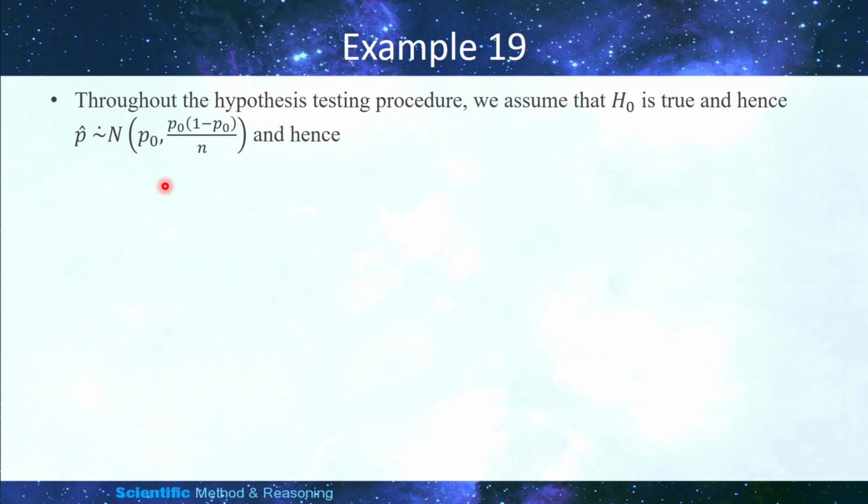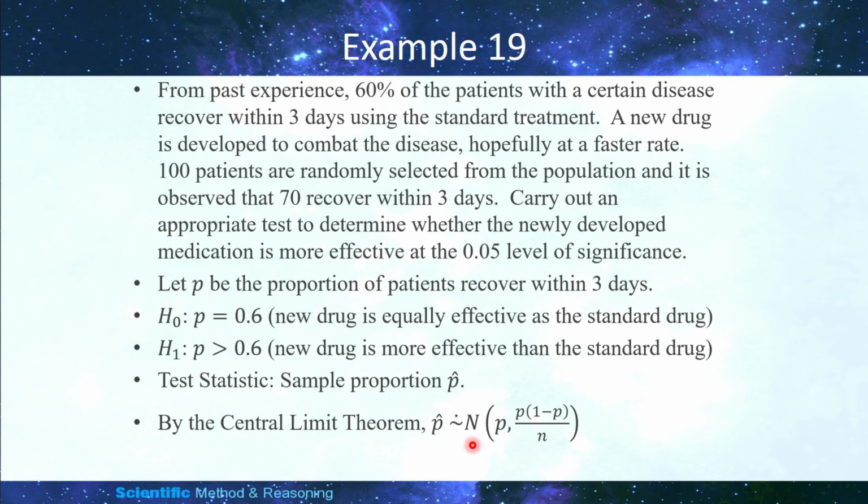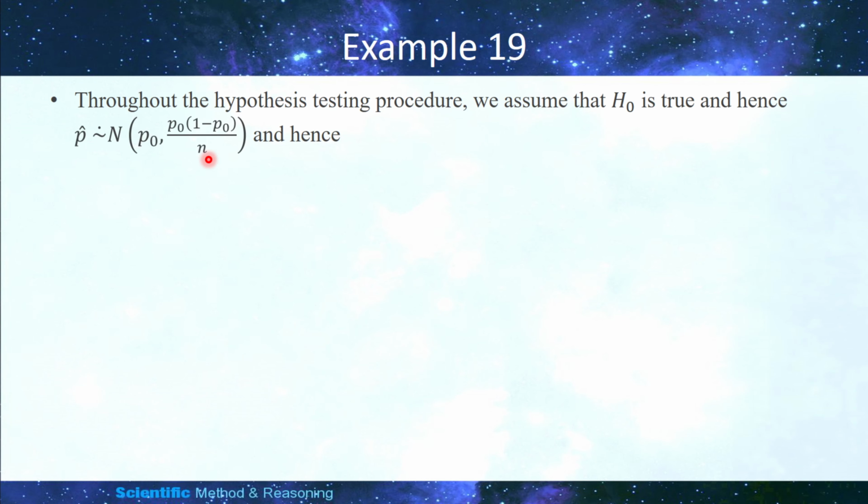So, by substituting P equals 0.6 in this example, we know the behavior of the sample proportion, P hat, should follow a normal distribution approximately. Under the null hypothesis, it has mean equal to 0.6 and variance 0.6 times 0.4 divided by 100, based on a random sample of size 100.